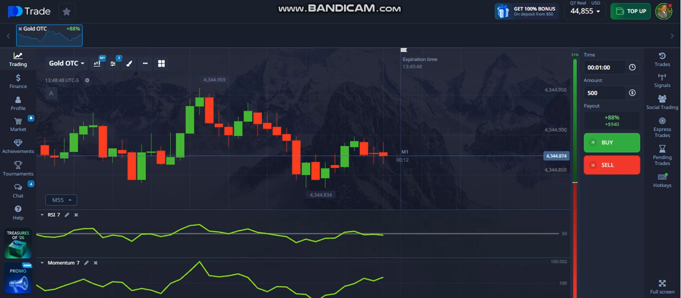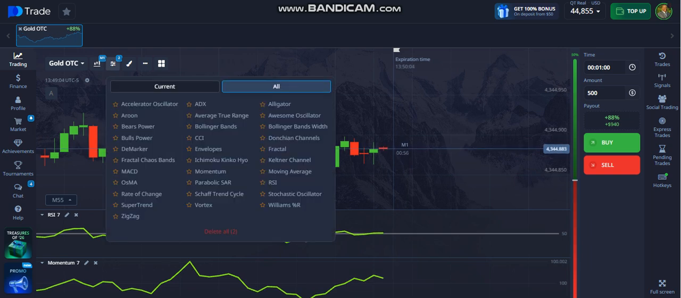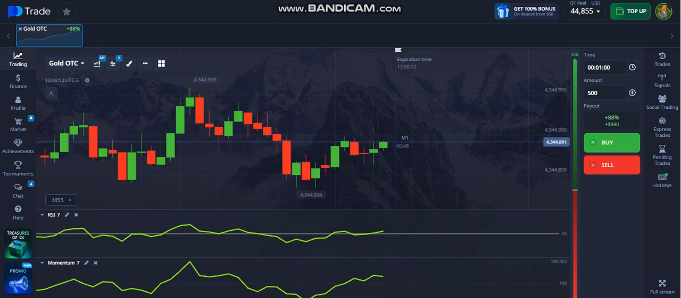Today I'm on the Pocket Option platform and I'm going to be trading gold. There's been a lot of interest in gold lately, and so we're going to be utilizing two indicators. The two indicators that I have set up here are the RSI, relative strength index indicator, and the momentum indicator. So we have our indicators set up here.